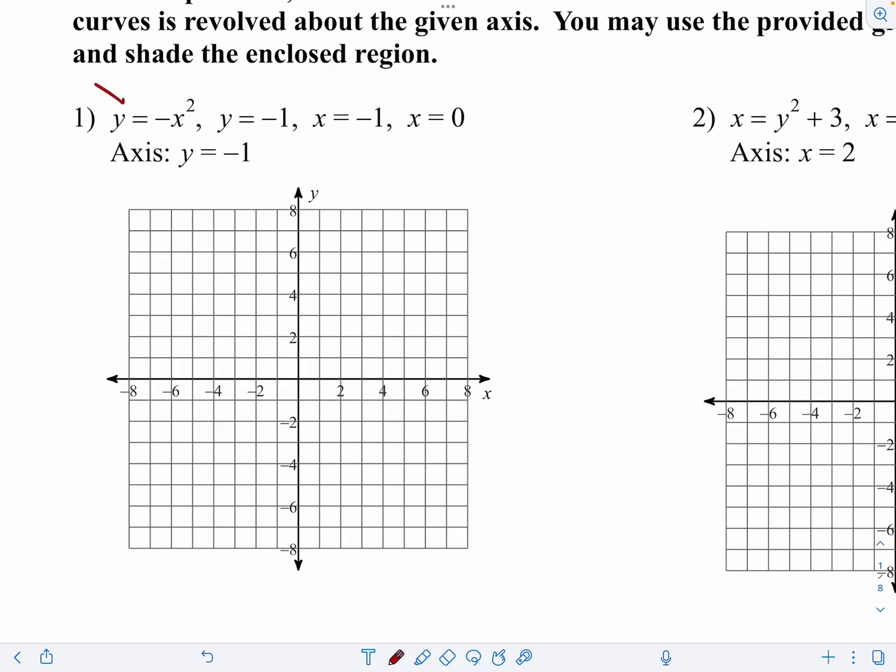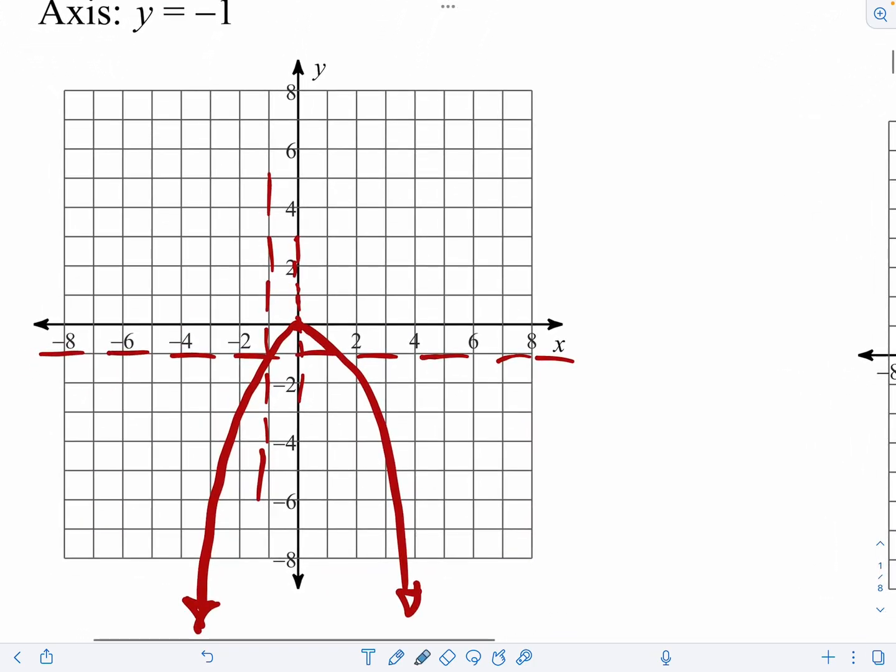The first thing is to graph these. Y equals negative x squared. That's a parabola that's opening down. I'm just going to sketch it real fast right here. Y equals negative 1, I'm just going to bound that out. X equals negative 1. So there is that part, and x equals 0 is the y-axis. Our region is this little area right in there.